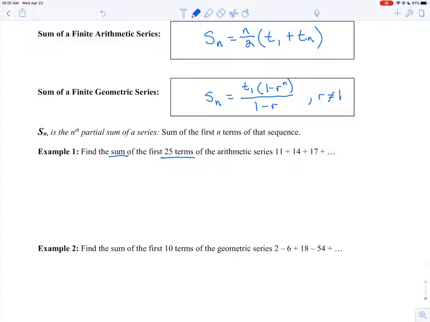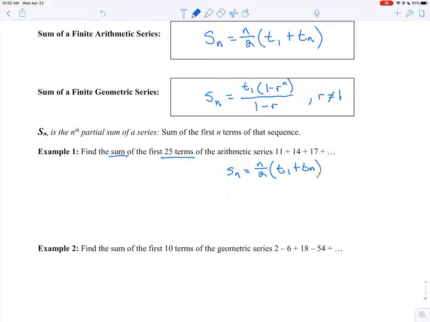Sometimes they won't tell us whether it's arithmetic or geometric, and we're going to have to figure that out. Okay, if we try and jump right into our series formula, if we say we got S sub n equals n over 2 times t sub 1 plus t sub n.